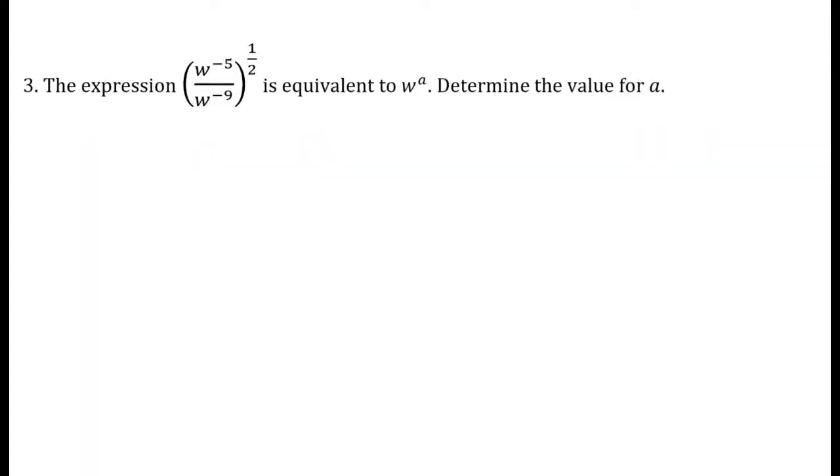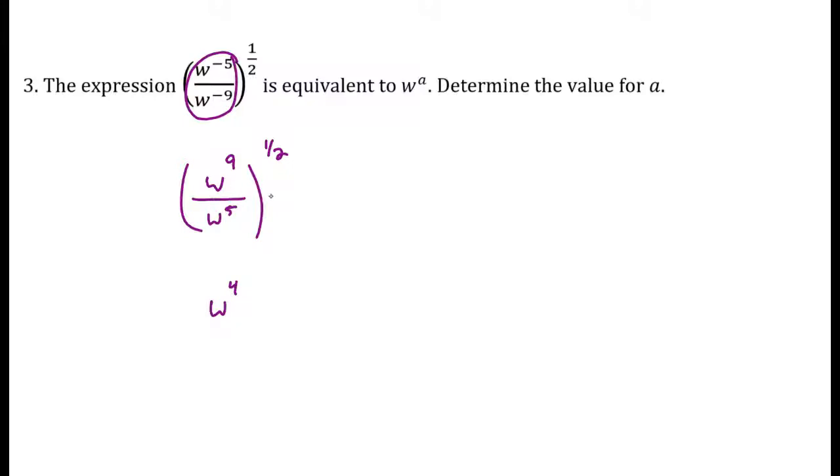The expression w to the negative 5 over w to the negative 9, all to the 1/2, is equivalent to w to the a. Determine the value of a. So let's deal with this expression inside here. Maybe you use the subtraction rule, negative 5 minus negative 9, or you can say, wait a minute, negative means take the reciprocal of it. So that w to the 5th is going to move to the bottom. That w to the 9th is going to move up top because they have that negative exponent. I have w to the 4th.